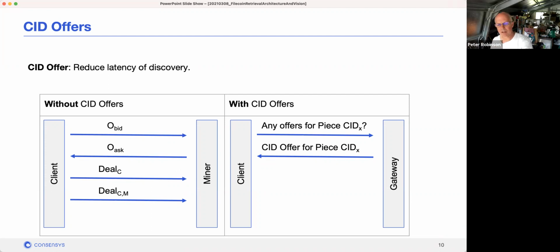And with the secondary market system, a client says, hey, I want this PCID. Do you have any offers for it? To a gateway in the middle, and then they're going to get back to you. And so with that gateway, you've only got one round trip rather than 2 round trips. And the round trip is likely to be lower latency as well. So it should be quicker.